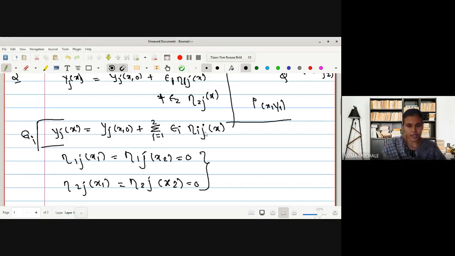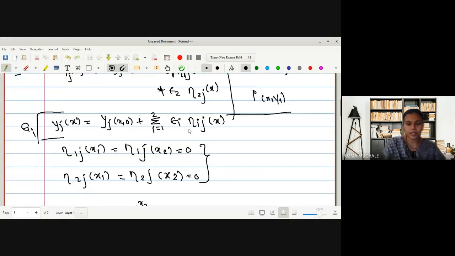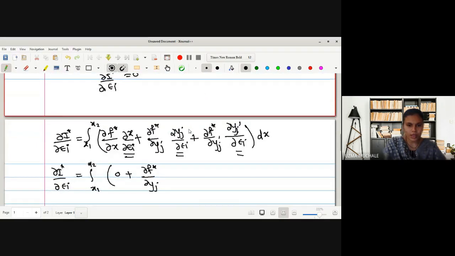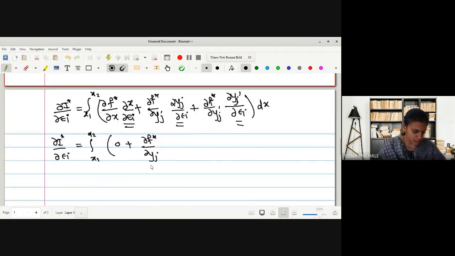Eta ij. Okay, correct. Why? Because here there is no term of epsilon I, so it will be 0. And if you differentiate with respect to epsilon I here, the derivative of this term with respect to epsilon I is 1, and this term will be treated as a constant.